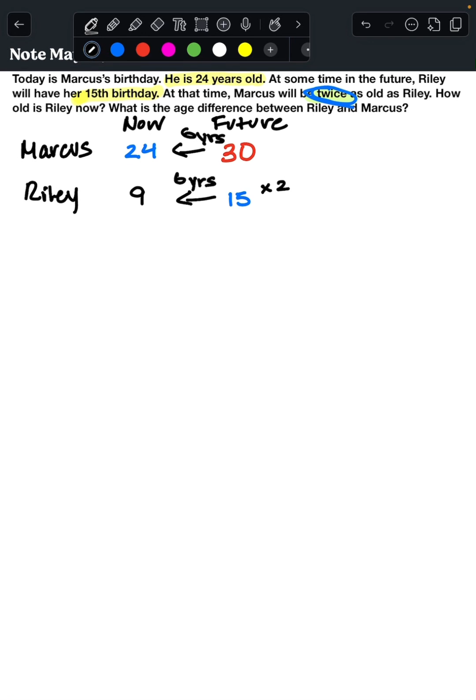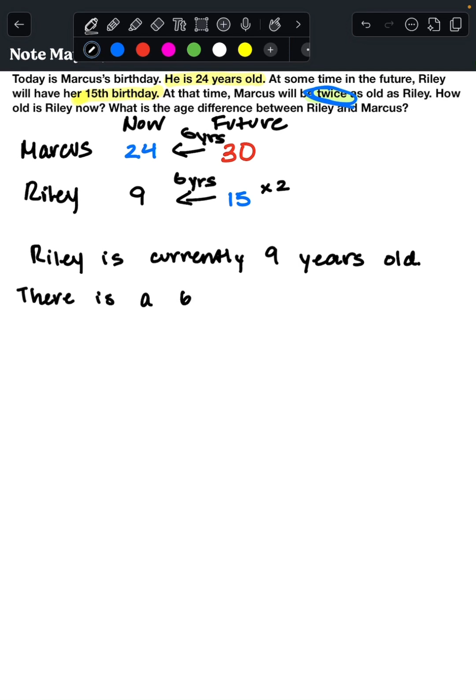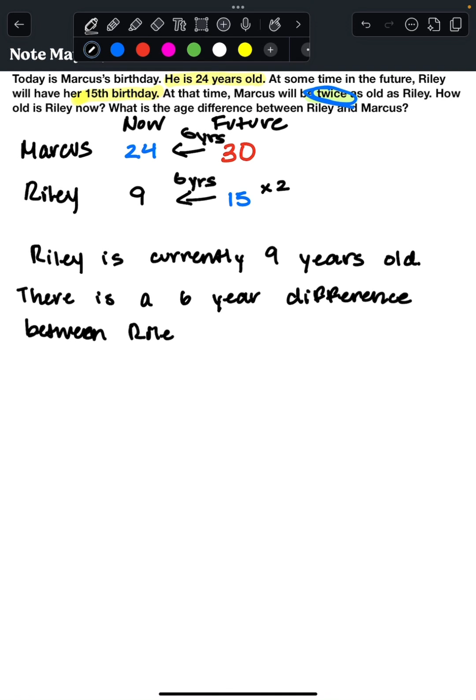So let's write out our answer. Riley is currently 9 years old. And then our second question, there is a 6-year difference between Riley and Marcus.